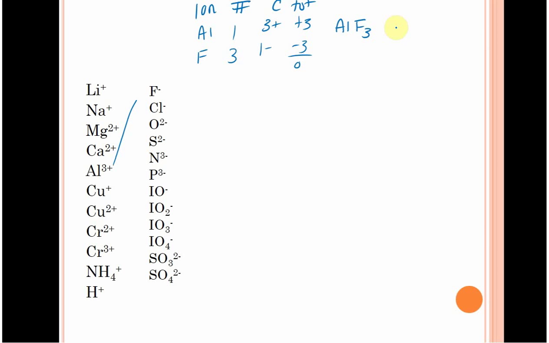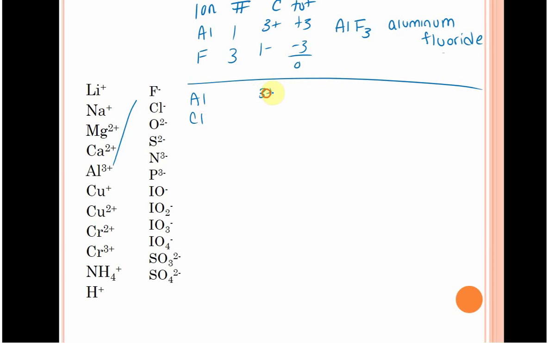AlF3. And this is aluminum fluoride. Careful of spelling, guys. If you flip the U and the O, it's fluoride and not fluoride. Aluminum with chlorine. Again, 3 plus, 1 minus because it's in group 7. 1 and 3 is what we need. It's going to cancel. And so we have AlCl3 for aluminum chloride.